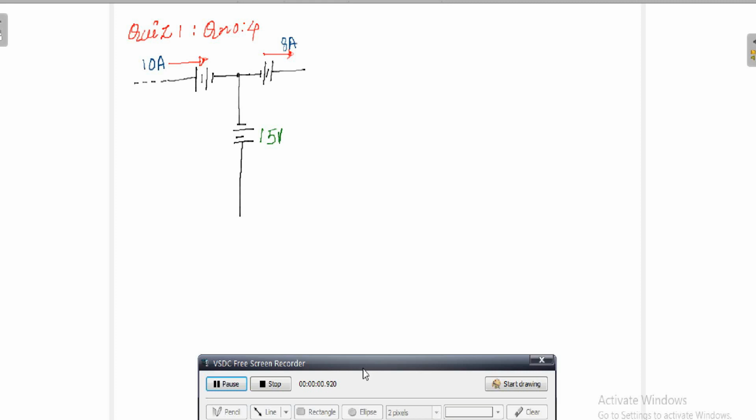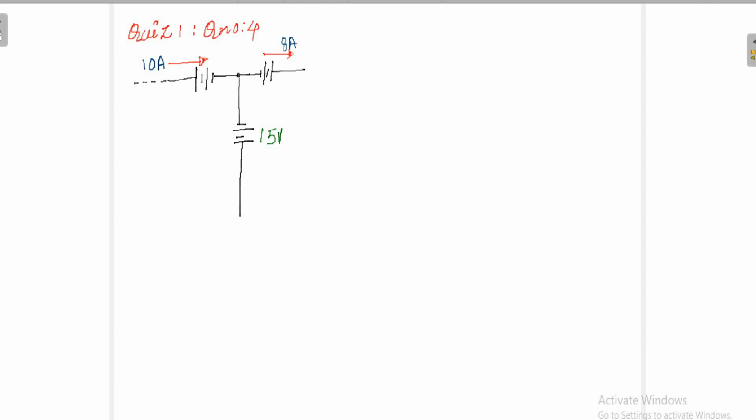So this is your question number 4 in quiz 1. Here you have to find the power absorbed by the three circuit elements, in watts.